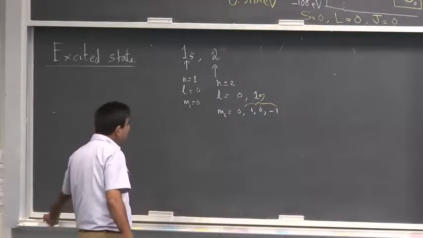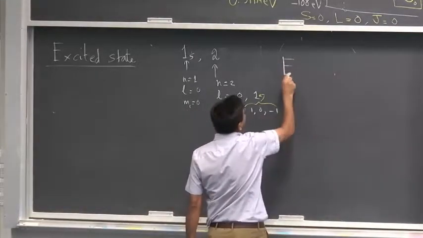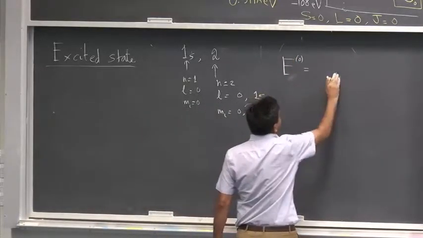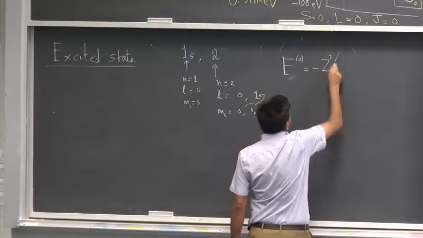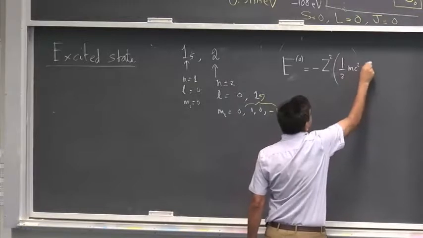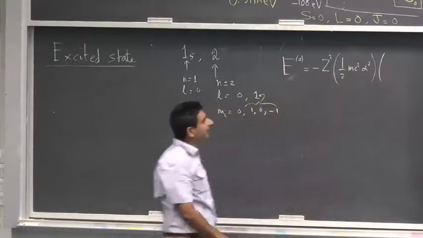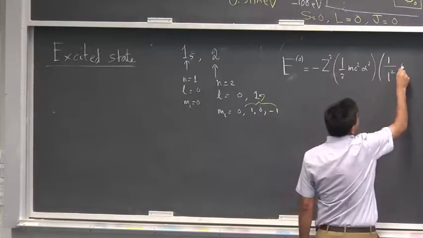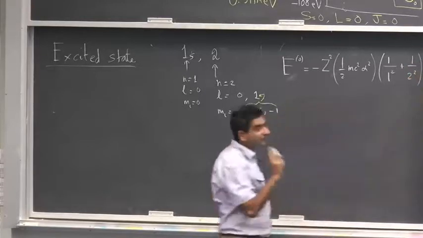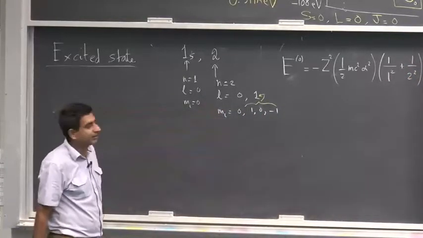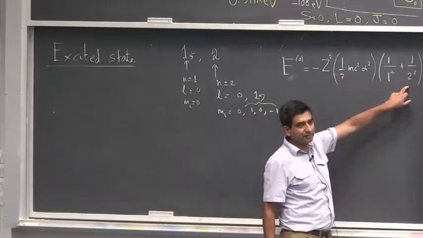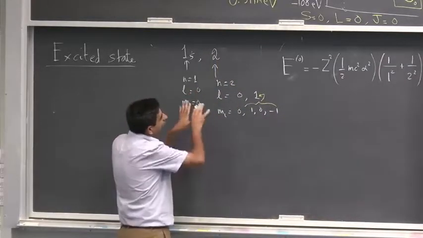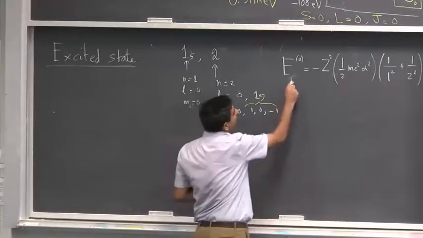Now we would like to calculate, first of all, the unperturbed energy without considering the interactions between the electrons. So once again, I have minus Z squared half m c squared alpha squared. Now what are my values of n here? What should I write here? I should write 1 over, for the first electron n is 1, for the second electron n is 2. The two electrons have different energies, remember that. Okay, so I have 1 over 1 squared plus 1 over 2 squared. But all the n equals 2 electrons have the same energy, because the energy only depends upon n1 and n2.